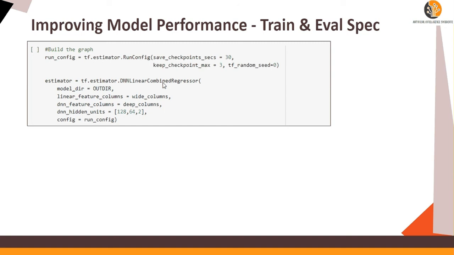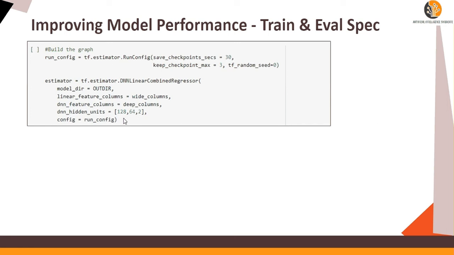Again, so linear feature columns is wide columns and deep neural net feature columns is deep columns. This is how you enhance the performance of the model, best of both worlds. And you can see I increased the DNN hidden units to 128, 64 and 2. Earlier we had 64, 32 and 2. It may not directly affect all the time, but it does more often than not.